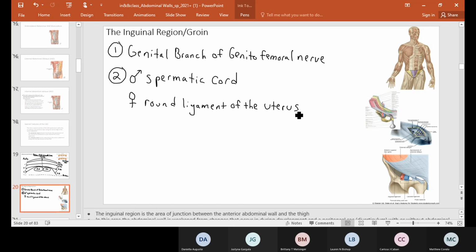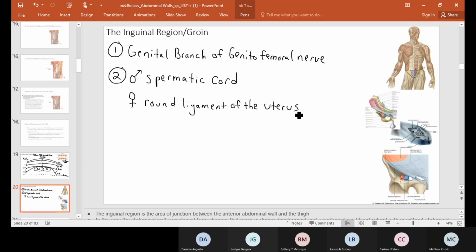Those are going to be the big ones. Okay. Now, with the round ligament of the uterus, understand that's only going to be in females. Obviously, males are not going to have that. Spermatic cord, males will have that.